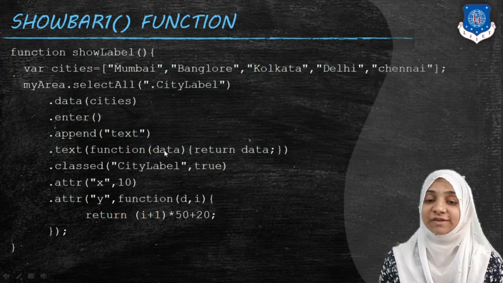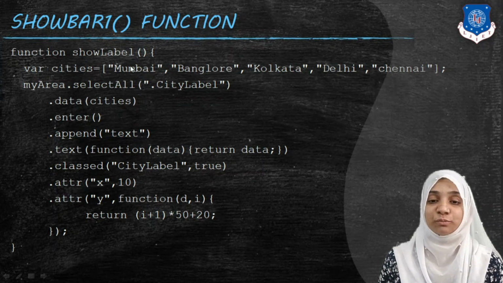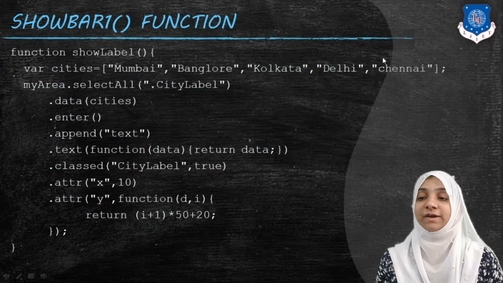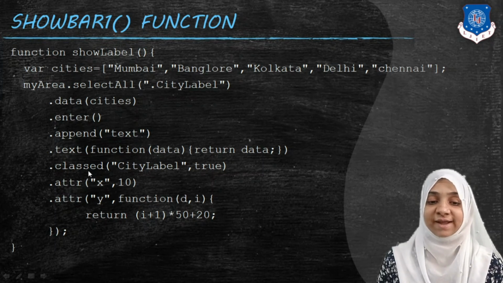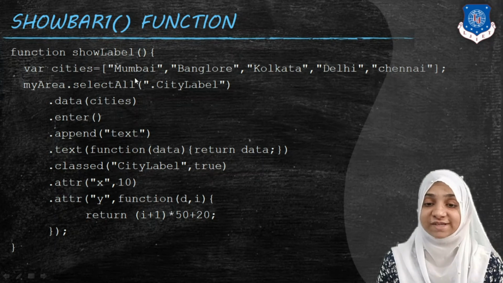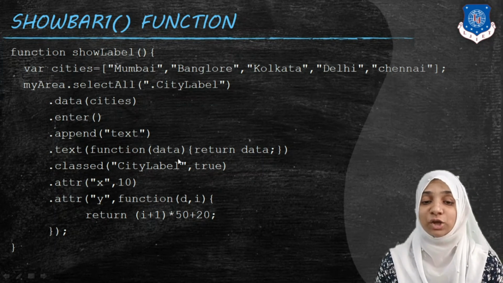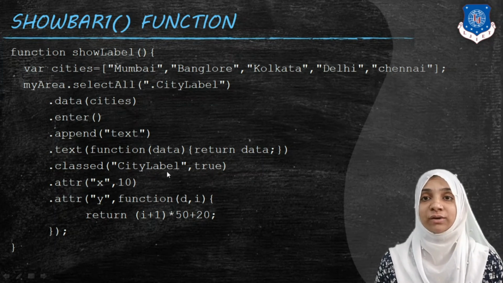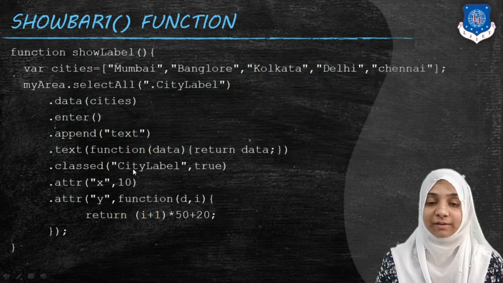The text method is a function of data. We simply return data. So the first text label will show Mumbai, the second Bangalore, the third Kolkata, the fourth Delhi, and the fifth text label will finally have Chennai. Now these text labels are classed with city labels. That's why we are making use of the classed method, and this classed method will associate a new class, city label, which is equal to true.